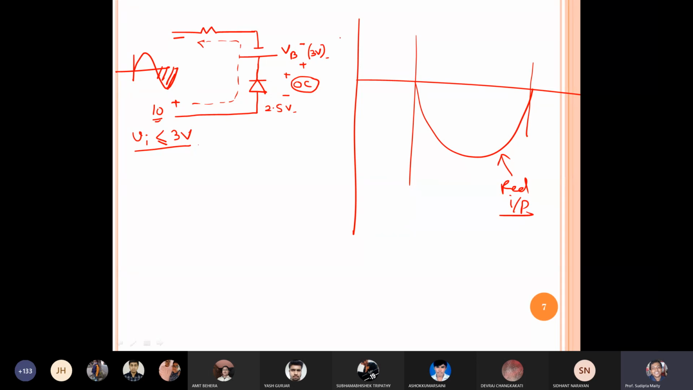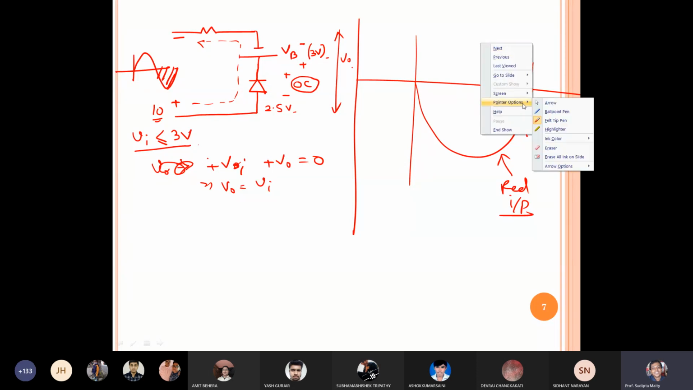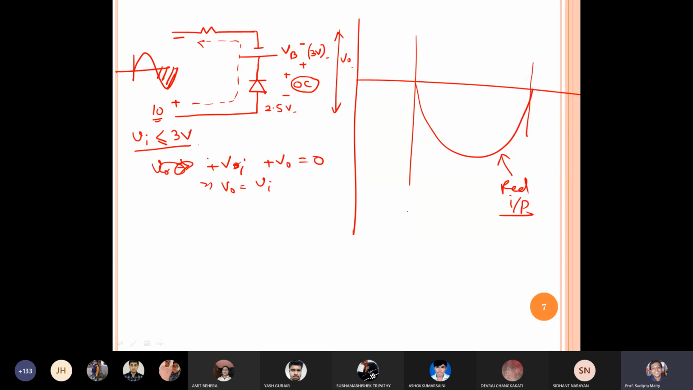So in this case, what is the output? It is open circuit, no? This is my output. So plus Vi plus V naught equal to 0. Then from this I can get V naught equal to Vi, in the opposite direction. Whatever the input voltage, I will get the same voltage.